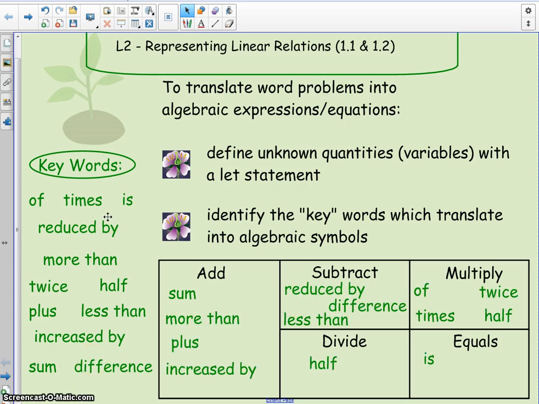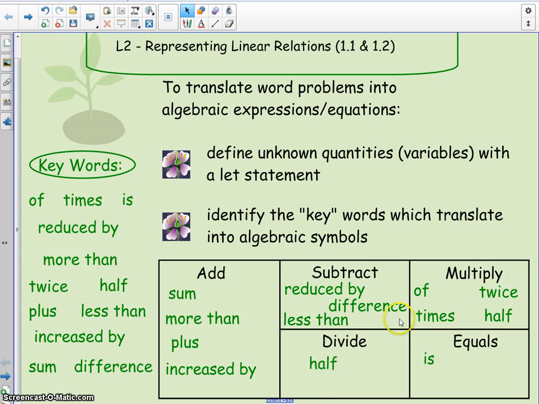Okay, so you can take a look at what I got here for the chart. So the keywords sum, more than, plus, and increased by all fit in under add. Reduced by, difference, and less than all fit under subtract. For multiply, we have of, times, twice, and half. So I'll talk about why half appears in both multiply and divide in a second. And for equals, the only word is.